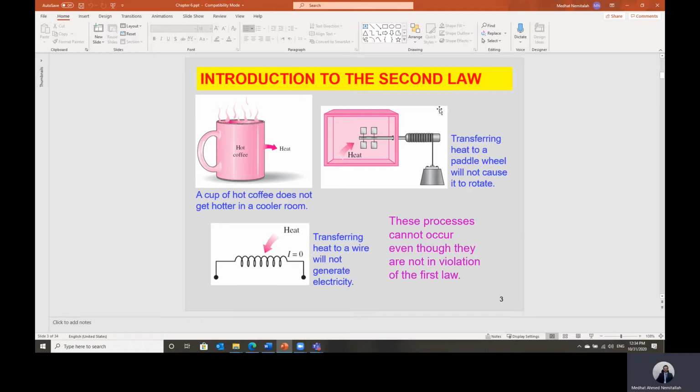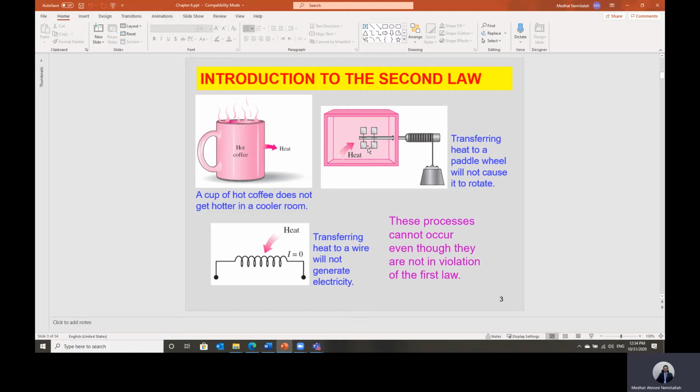As an introduction to the second law of thermodynamics: the second law states that any process has to proceed in a given direction, and this direction cannot be reversed. As we said, if we have a hot cup of coffee, heat can transfer from the hot coffee to the surrounding air, but this process cannot be reversed because energy cannot be transferred from low temperature to high temperature. So heat can transfer from high energy quality, from high temperature, to low temperature.